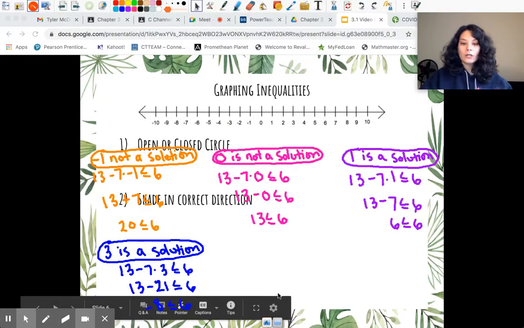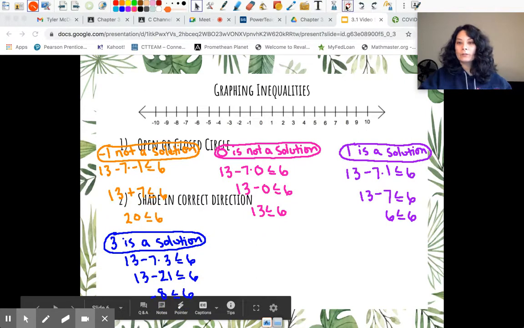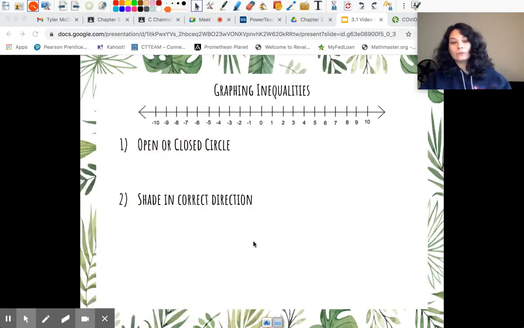Okay, so let's talk about graphing. Graphing is something that we're going to be doing throughout the entire chapter 3. So it's definitely something that you're going to want to get in your notebooks. You may even want to draw an example of a number line in your notes, just as a reminder of what a number line looks like.